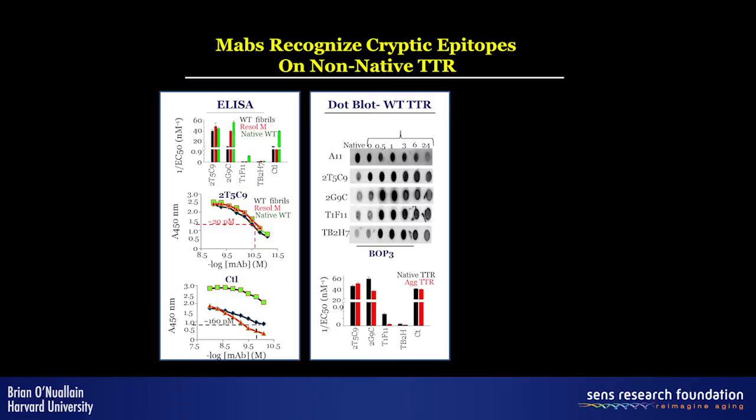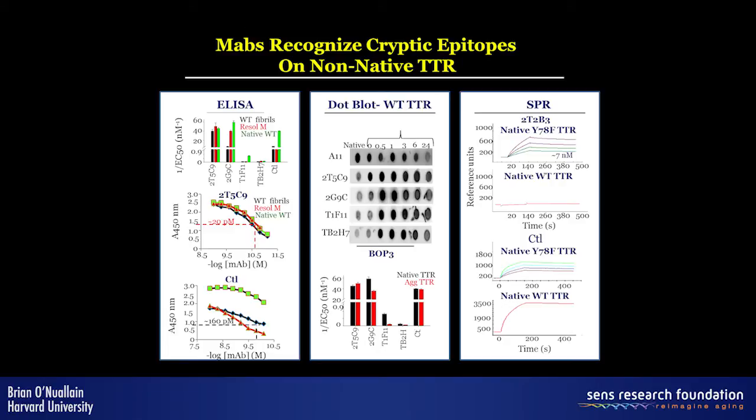However, when we attached TTR to a different type of surface, nitrocellulose, we got a big difference, where our antibodies recognized aggregated TTR much more strongly, while they had much less activity against the native protein. This was in contrast to our control antibody that recognized everything in a similar fashion.